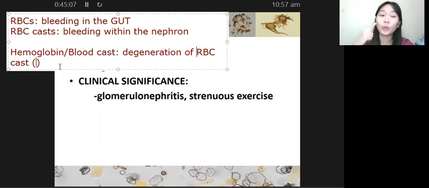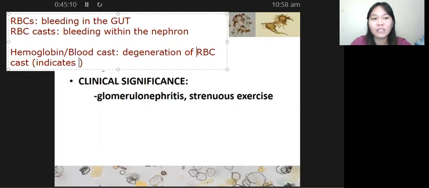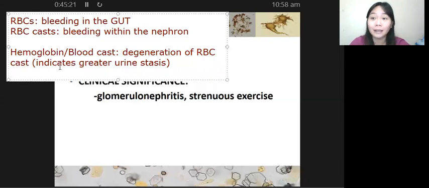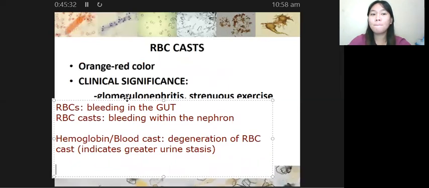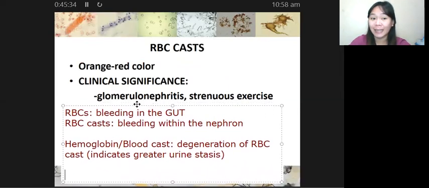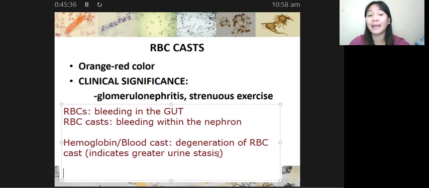Okay, very good. So this indicates greater urine stasis. Tama, kasi degenerated Rbc cast lang naman yan. So, ibig sabihin, nag-degenerate yung Rbc cast kasi mabagal ang urine flow. Kaya naging hemoglobin cast siya or blood cast.